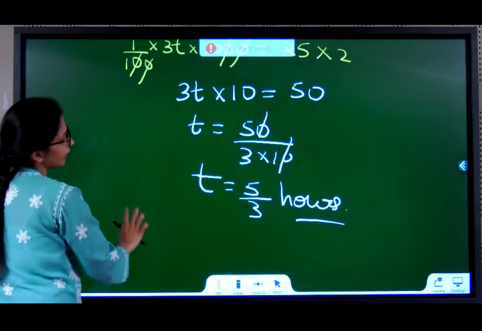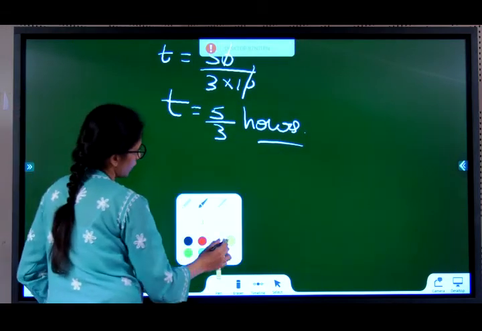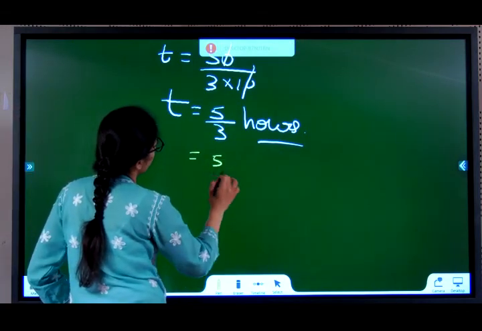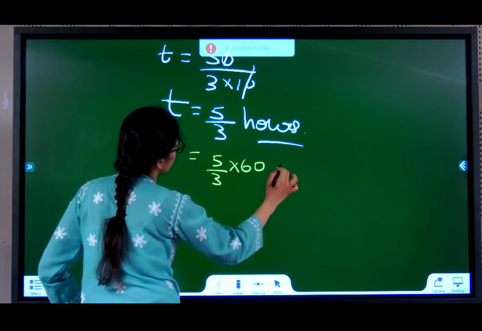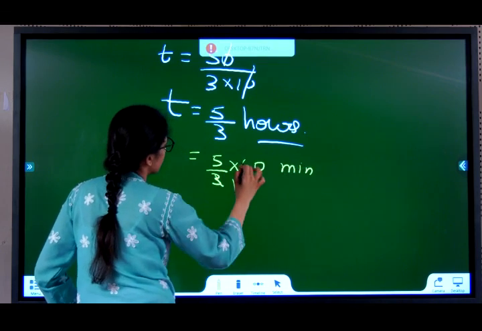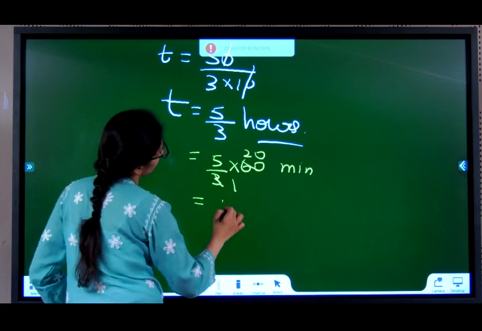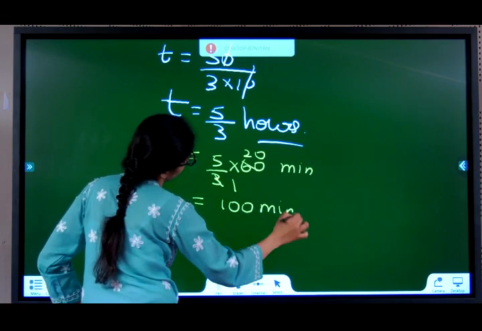So now here we have 5 by 3 hours. If you want to convert it to minutes, 5 by 3 into 60 minutes. 3 ones are 3, 20s are 5 into 20, 100. So take 100 minutes.